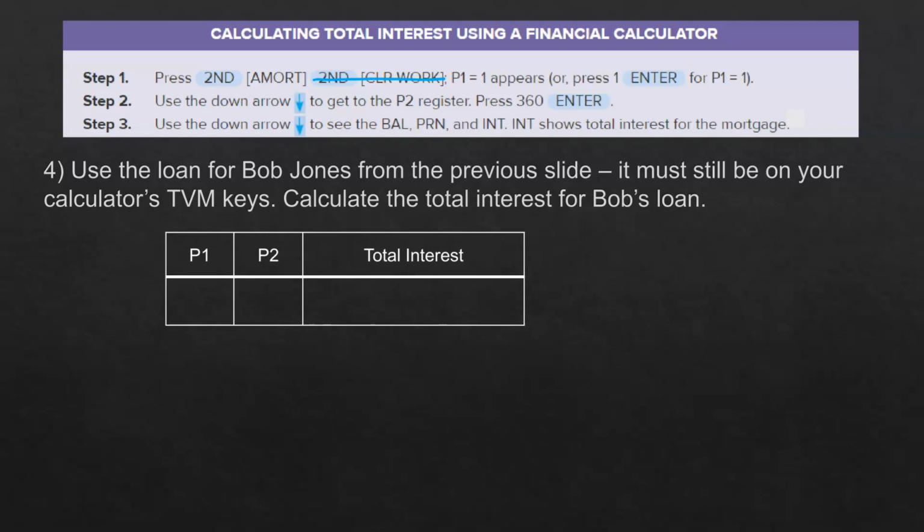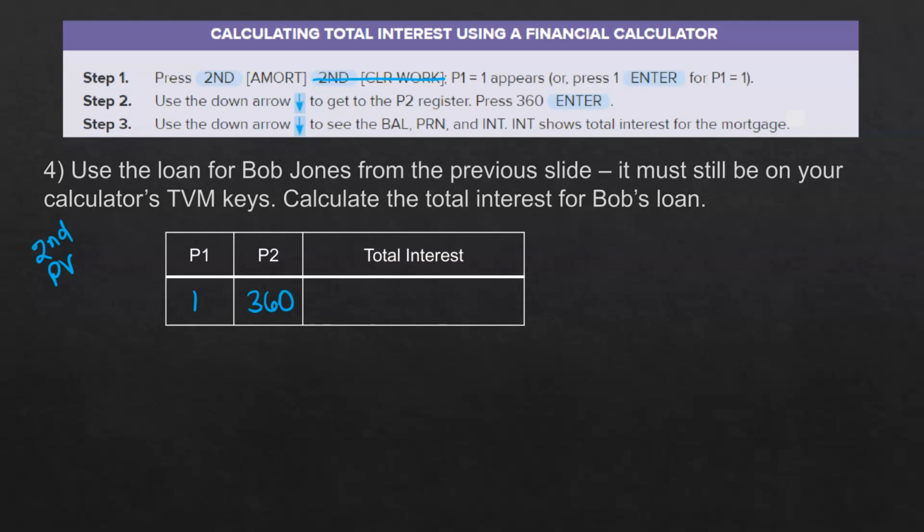To do that, because it was a 30-year loan, remember, do second PV to get to your amortization. Second PV. And it says amort, and so now you're in the amortization. P1 needs to be 1. Don't forget to push your enter key. P2 needs to be 360. And then you're going to scroll.